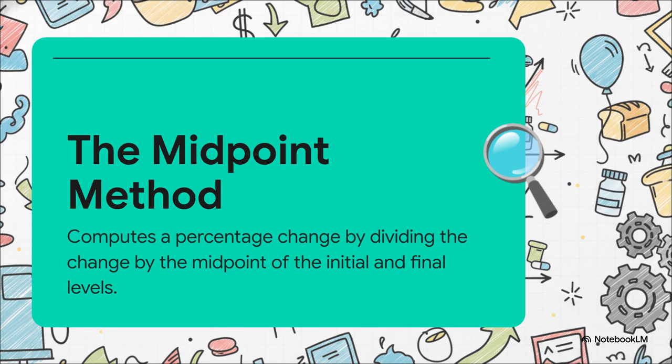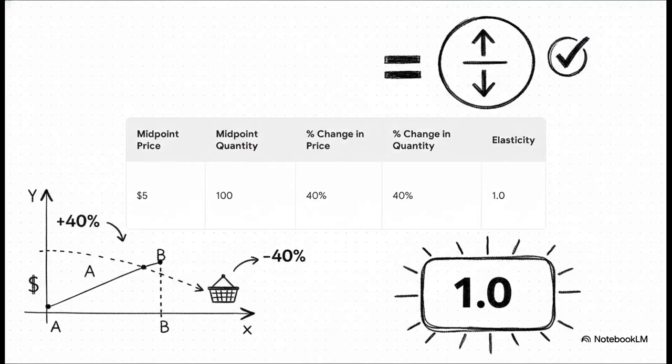This little trick ensures our base for the percentage calculation is always the same. And here's the magic. Let's use our same points from before. The midpoint price between $4 and $6 is, of course, $5. The midpoint quantity between 120 and 80 is 100.